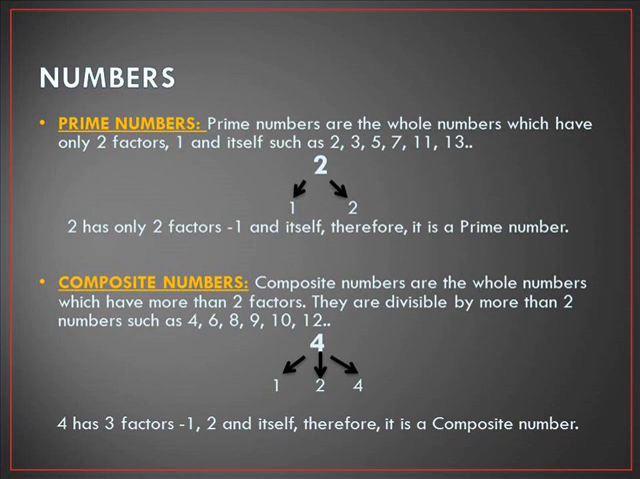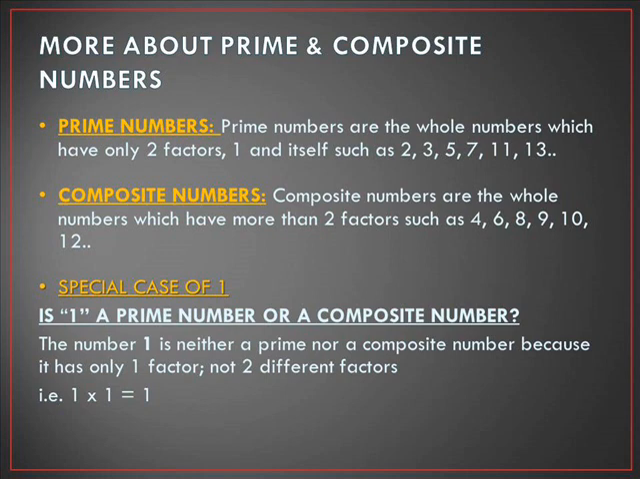Therefore, it is a composite number. Now let us discuss some fun facts about prime and composite numbers. It would be interesting to know that except for 0 and 1, every number is either a prime or a composite number. The only even prime number is 2.